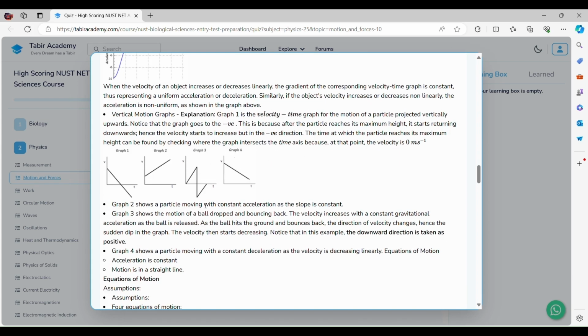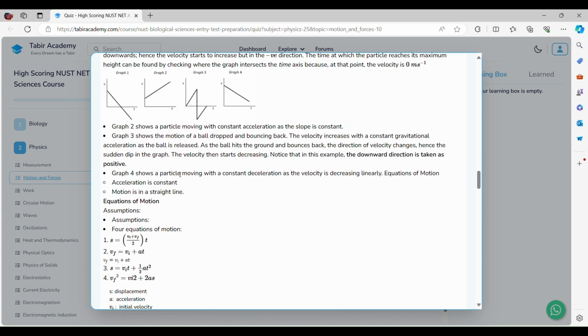Graph 2 shows a particle moving with constant acceleration as the slope is constant. Graph 3 shows the motion of a ball dropped and bouncing back. The velocity increases with a constant gravitational acceleration as the ball is released. As the ball hits the ground, which is at this point, and bounces back, the direction of velocity changes, it becomes negative, hence the sudden dip in the graph. लेकिन फिर velocity decrease करना शुरू हो जाती है। In this example, the downward direction is taken as positive. Graph 4 shows a particle moving with a constant deceleration as the velocity is decreasing linearly.